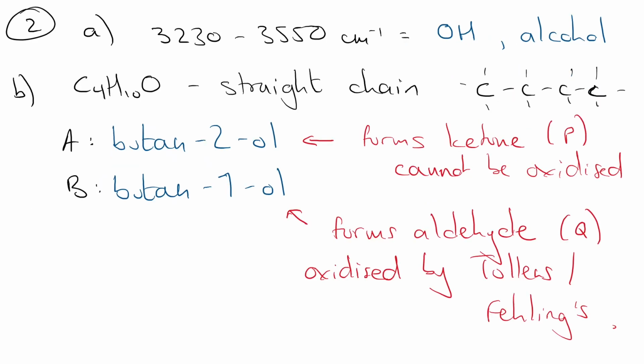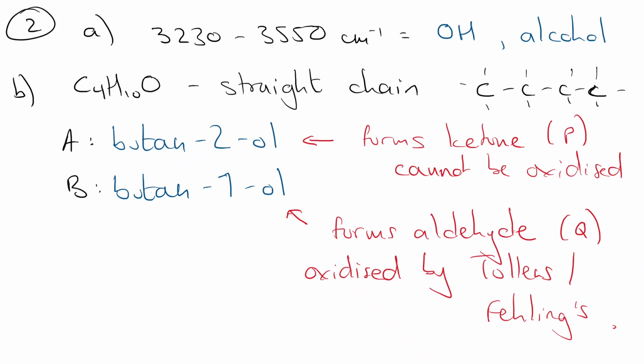So question 2 gives you the wave number of 3230 to 3550. So on the back of the periodic table, in table A, that shows that it's an OH bond from an alcohol. You need both of those for the mark. And the evidence tells you it's C4H10O and that they're all straight chain alcohols. So 4 carbons in a row. Only 2 isomers you can get are butan-2-ol and butan-1-ol.